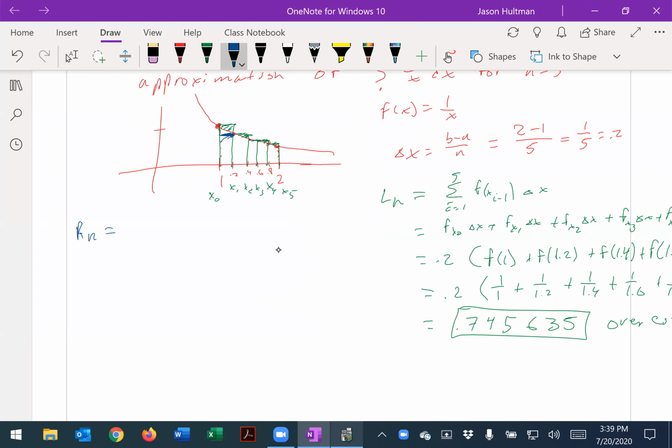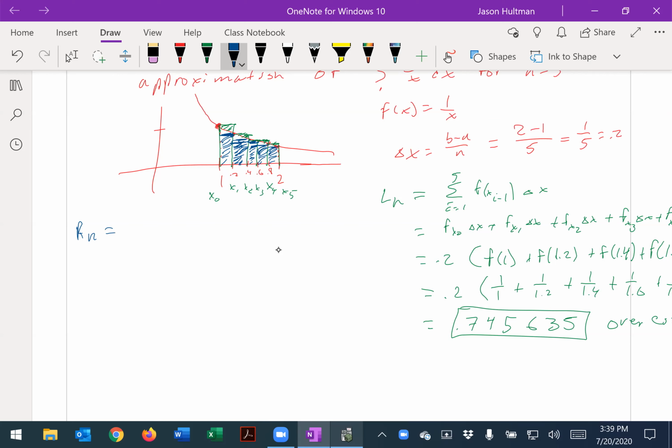So notice that this is the blue here. Okay, this is blue. This is blue. And this is blue. And what is that going to be? Well, that's going to be a gross underestimate, right?